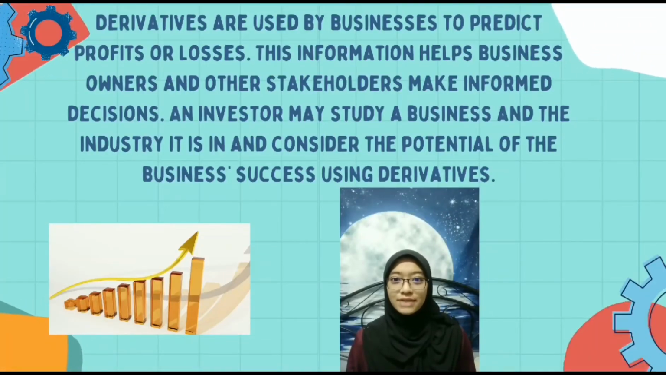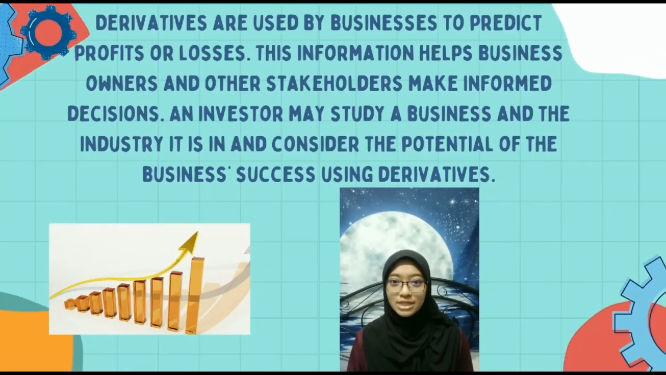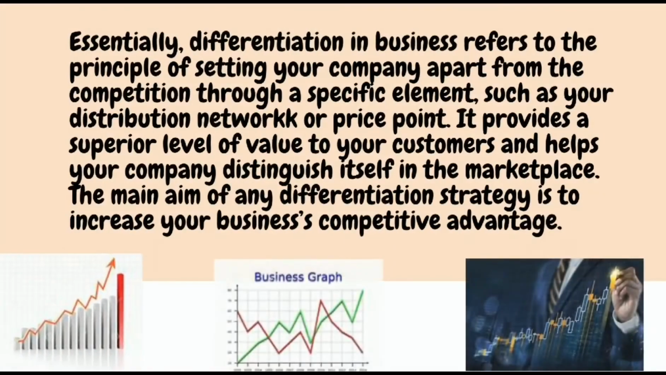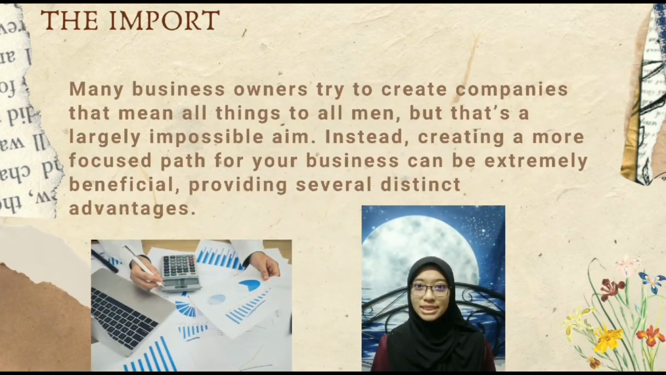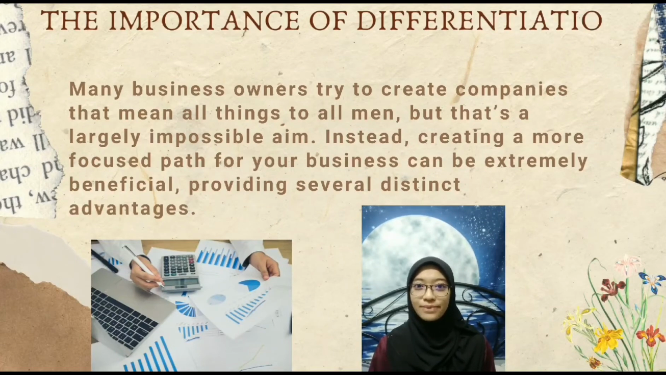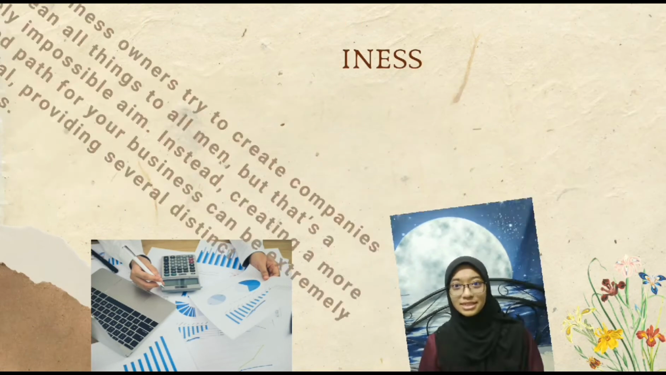For example, an investor may study a business's activities for a given period, like 5 or 10 years. They may apply derivatives such as changes in the raw material supplies or wage rates to determine the business potential for profitability over time. The importance of differentiation in business is that it helps companies develop unique niches within a competitive industry or market. Examples are to compete without lowering price, to develop a unique product, and to increase customer loyalty.